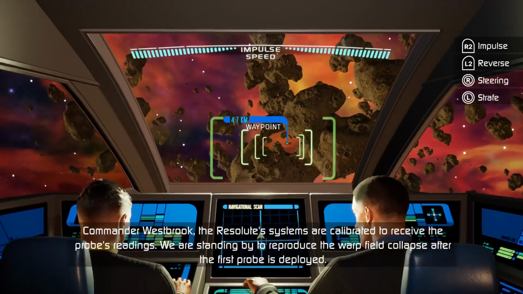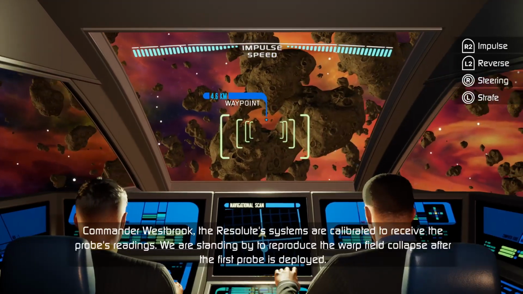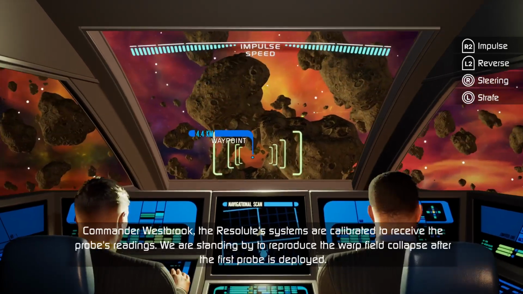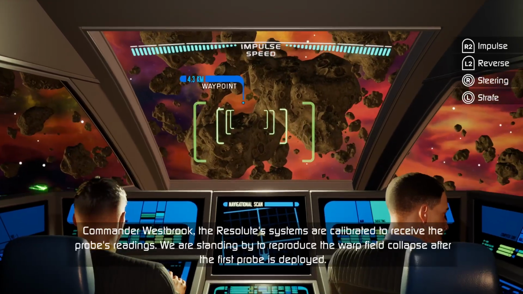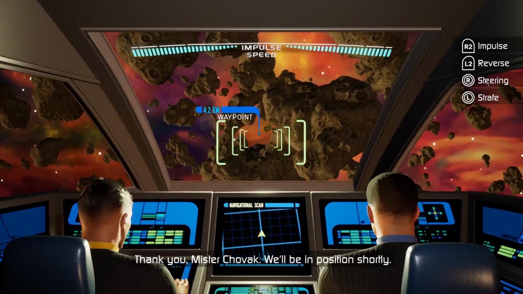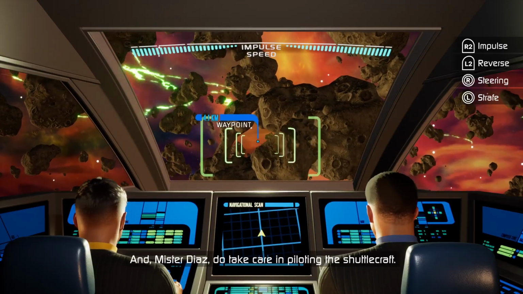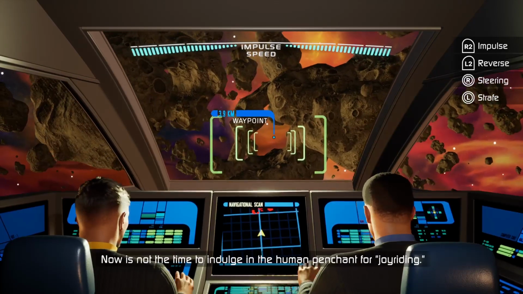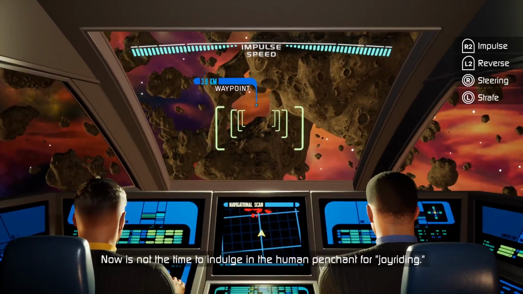Commander Westbrook, the Resolute systems are calibrated to receive the probe readings. Standing by to reproduce the warp field collapse after the first probe is deployed. Thank you, Mr. Chobot. We'll be in position shortly. And, Mr. Diaz, do take care piloting the shuttlecraft. Now is not the time to indulge in the human tension of joyriding.